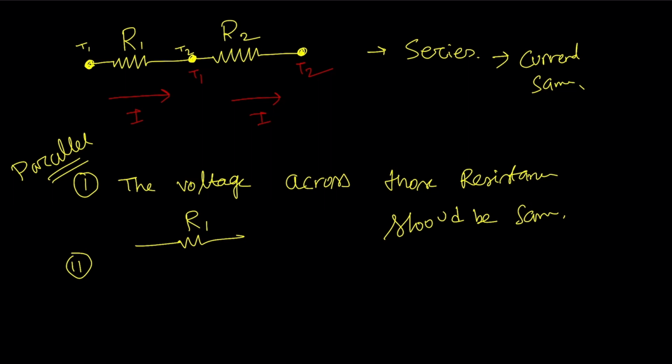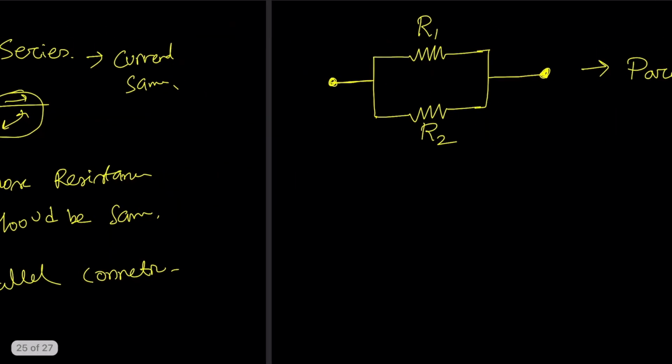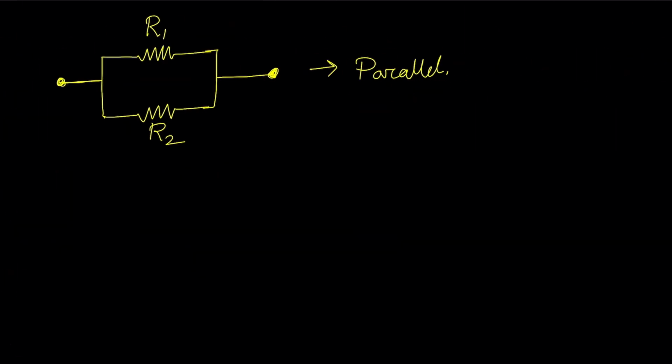suppose this is R1, with terminal 1 and terminal 2 of R1, and this is R2, with terminal 1 and terminal 2. Then terminal 1 of R1 and terminal 1 of R2 should be on the same node. That means the starting point of both resistances should be the same node, and the end terminals of those resistances should also be connected to the same node. Then we can call this a parallel connection.